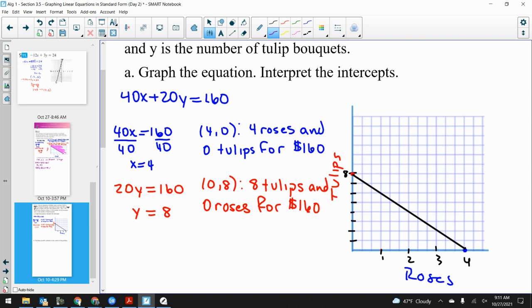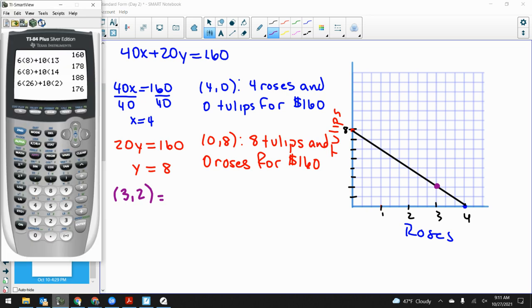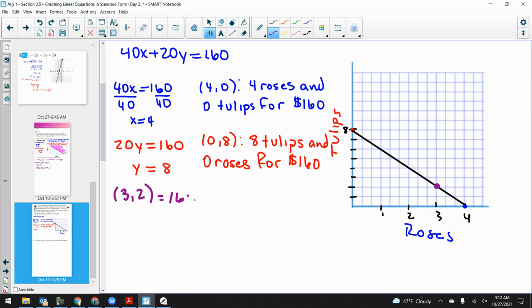Give me coordinates. All 3 or just 1? Just 1. 3, 2. Let's check 3, 2. We think 3, 2 is going to be a solution. What does that come out to be? Well, again, it's 40 times 3 plus 20 times 2. 160 bucks? Yeah, that's a good combination. Okay, so 3 roses and 2 tulips.